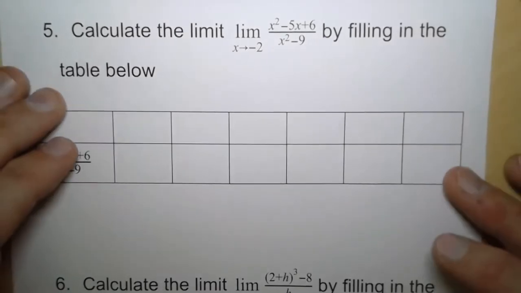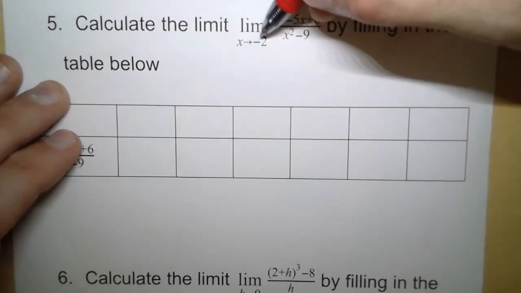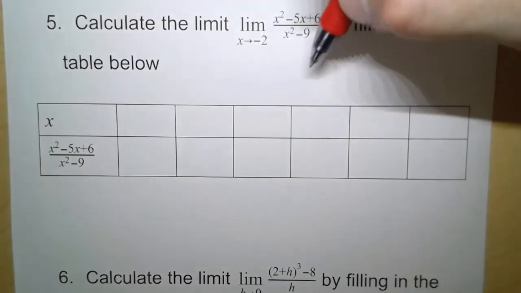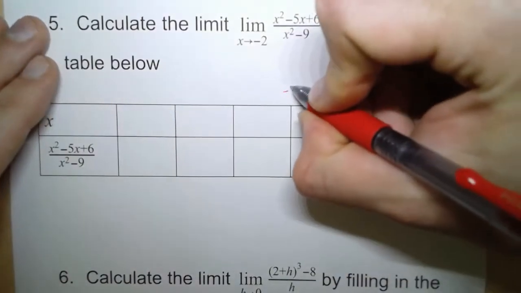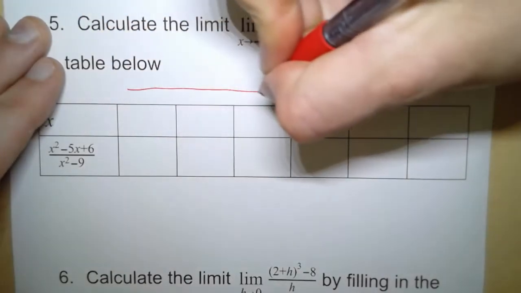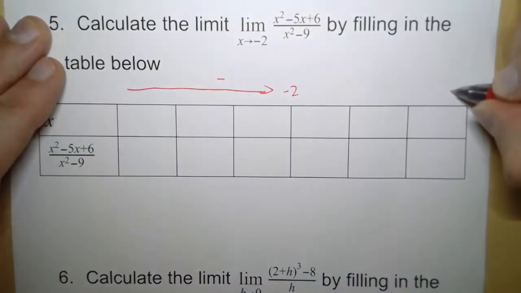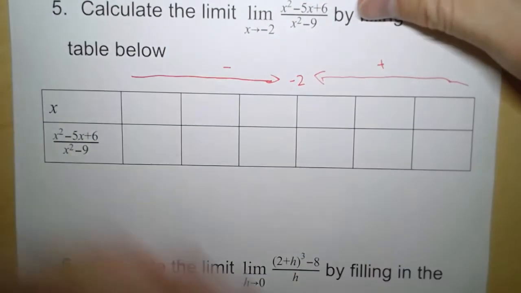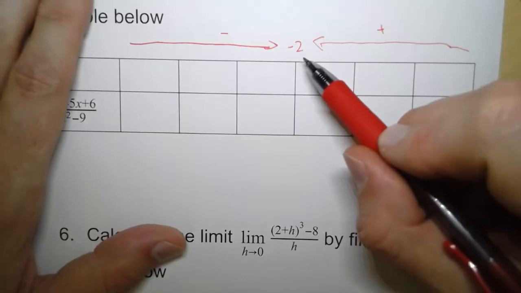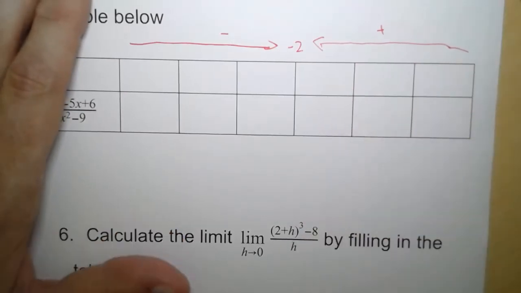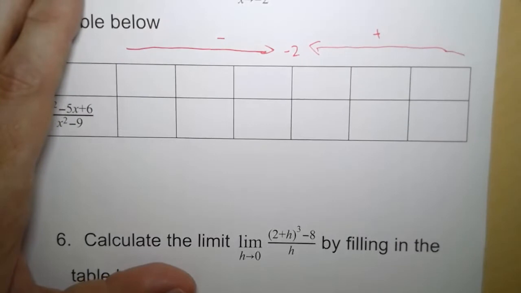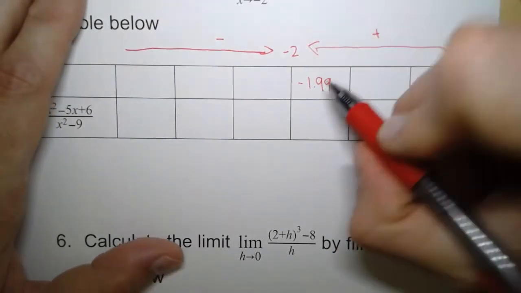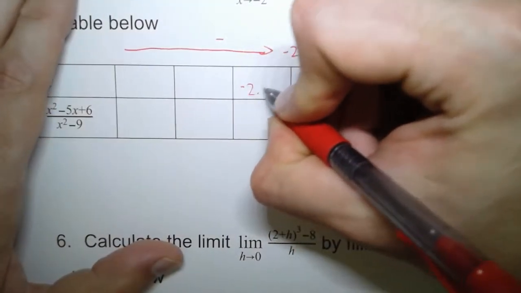All right, so let's try number 5. Now here we're approaching -2. Now, we're not approaching -2 from the positive side or the negative side. So -2 should be right here. And we're going to approach it from the negative side, and we're going to approach it from the positive side. So we need a number that's slightly bigger than -2 and a number that's slightly smaller than -2. So a number that's just bigger than -2 is -1.99. And a number that's slightly less is -2.01.